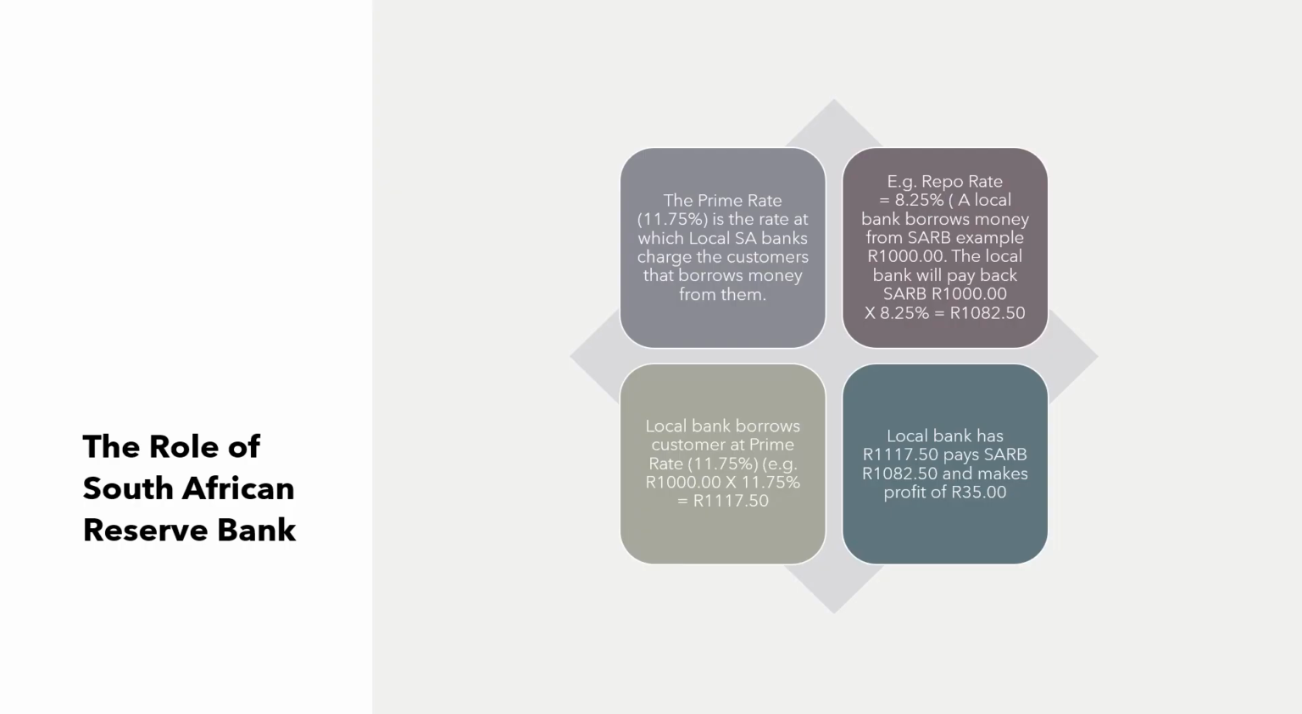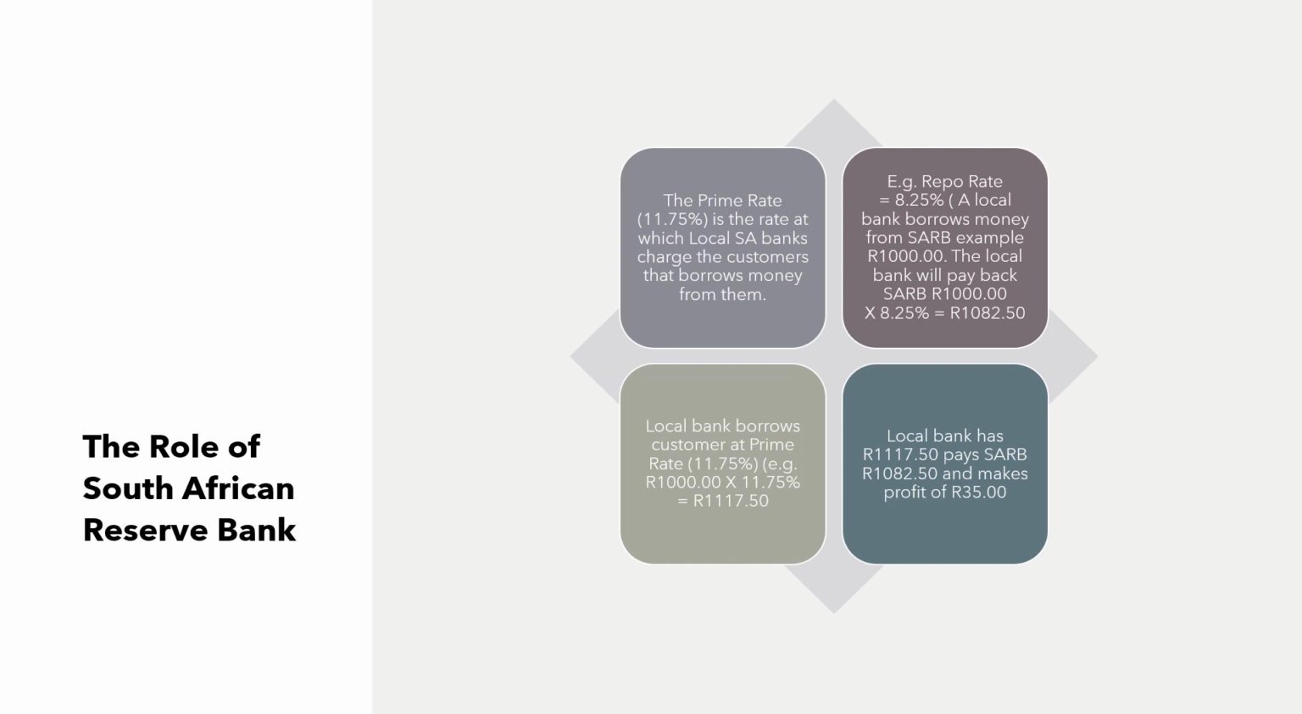Okay. So for instance, I'll just make an example. Our repo rate at the moment is sitting at 8.25, right? And then the Reserve Bank lends the local bank, say, 1,000 rand. We take that 1,000 rand and multiply it by the repo rate of 8.25 percent. What the local bank will pay back to the Reserve Bank is that 1,000 plus 82 rand 50, which would be the interest paid back to the Reserve Bank.